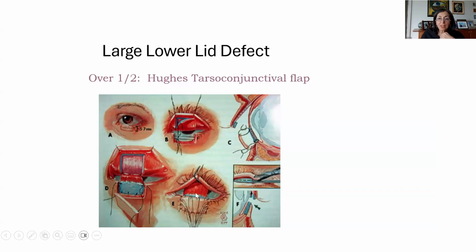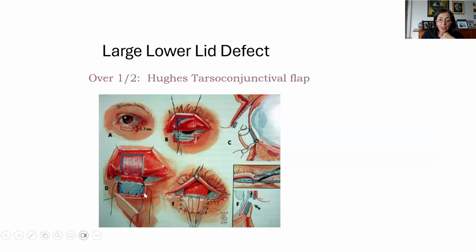As again, you can see this in the schematic, and I'm going to show real life examples, but just to understand the steps involved, the upper eyelid is everted, usually over a Desmarres retractor. We leave about 3 to 4 millimeters of normal tarsus in the upper eyelid margin, and then harvest the rest of the tarsus and swing it down into the lower eyelid defect.